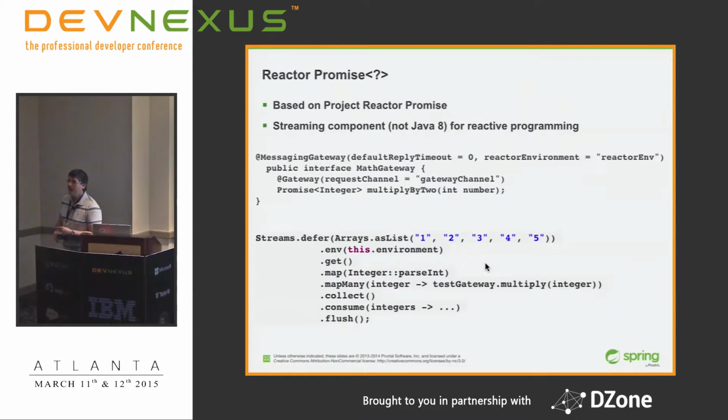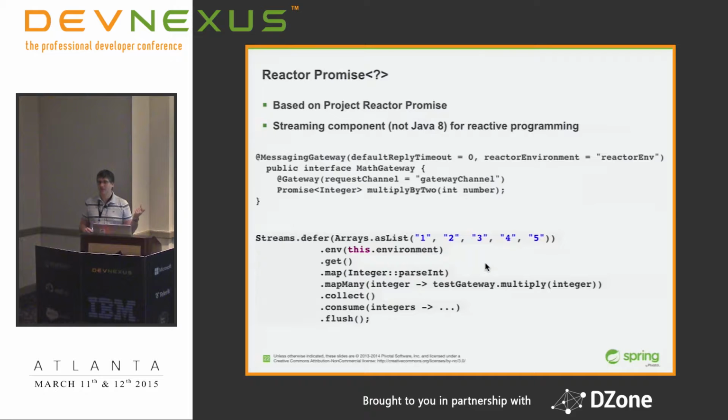Cool. Reactor is a project that has been designed exactly with the goal of promoting reactive programming, and one of the things it has is support, for example, for streaming. By streaming, I don't mean necessarily Java 8 streaming. I mean streaming more in the sense of reactive streams. In fact, version 2 of Project Reactor has a reactive streams implementation in it. So basically, you can register a promise. You can return a promise.